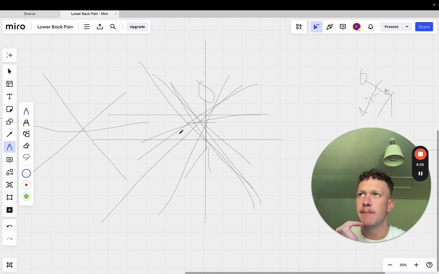Again, this isn't going to magically solve your lower back pain, and it's not the key to everything, and it's not necessarily everyone's problem, but with the majority of CrossFitters I work with, this is a major issue. Okay?